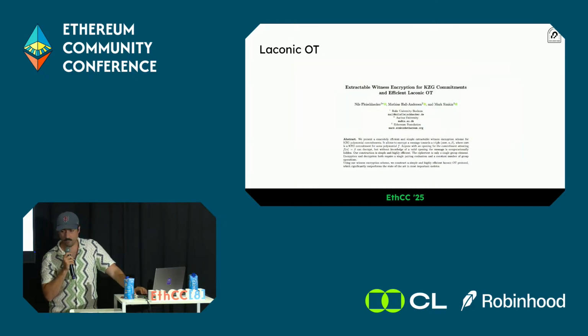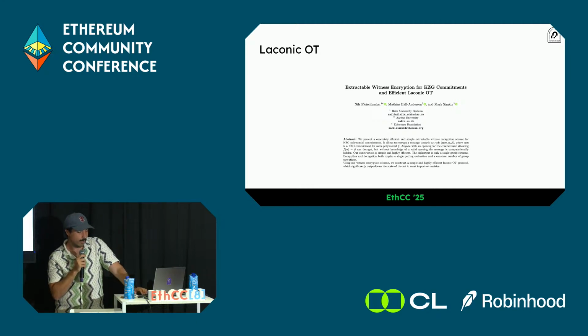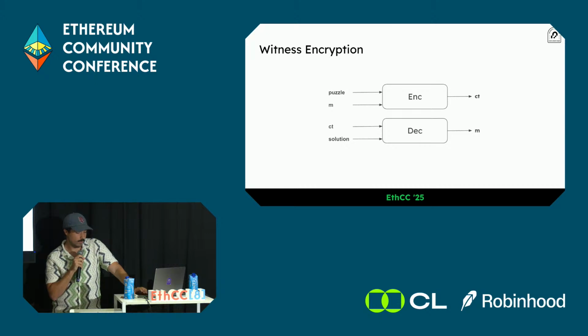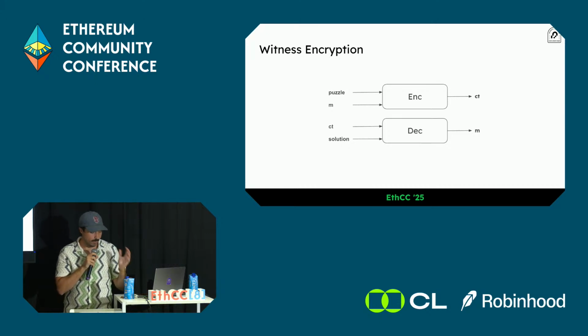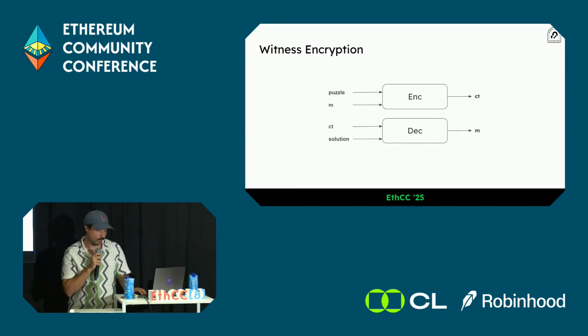A big breakthrough that is an enabler for Trinity is this paper, extractable witness encryption for KZG commitments. It's not yet witness encryption. Witness encryption is kind of a holy grail in cryptography that we haven't achieved yet. It's basically the idea that you can encrypt a message toward a puzzle, and if someone has the solution to that puzzle, they would be able to decrypt the message.